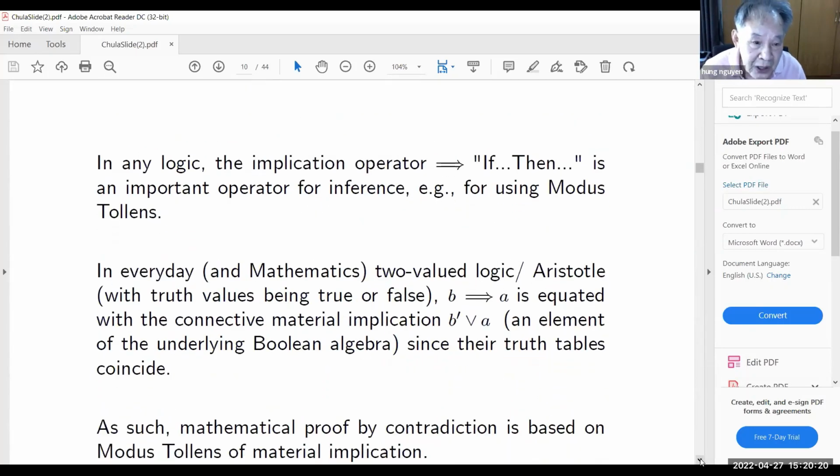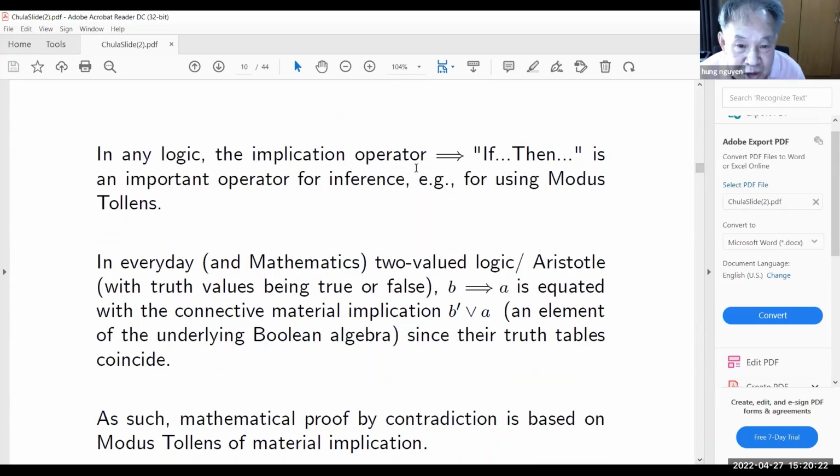So first of all, in any logic, the implication operator is like an arrow. It's an if-then statement, so make sure that you know. That means if my function is differentiable, then that function is continuous. That is an if-then statement. It's an important operator in inference, and in logic, we call that modus tollens.